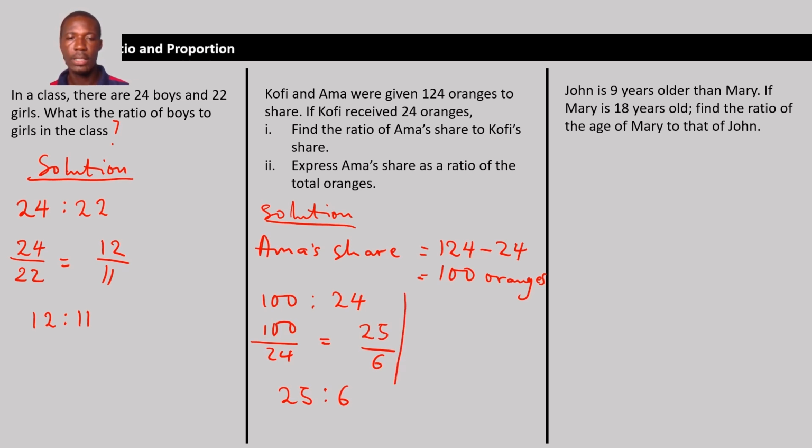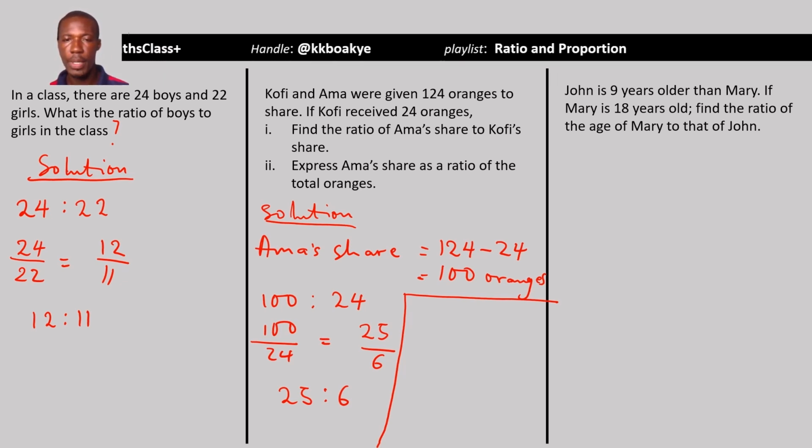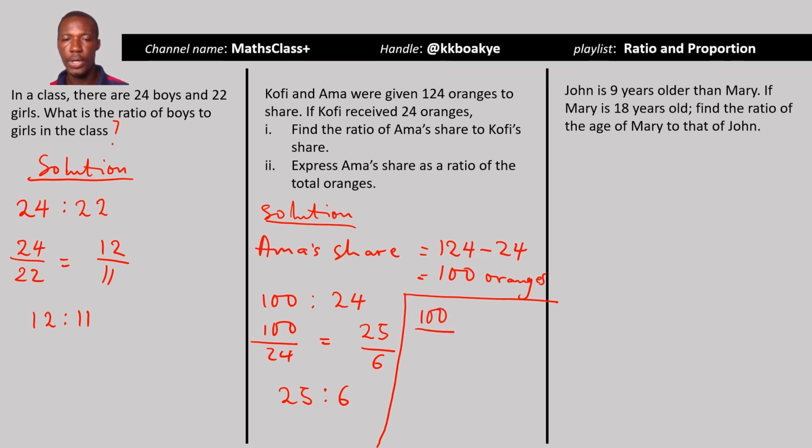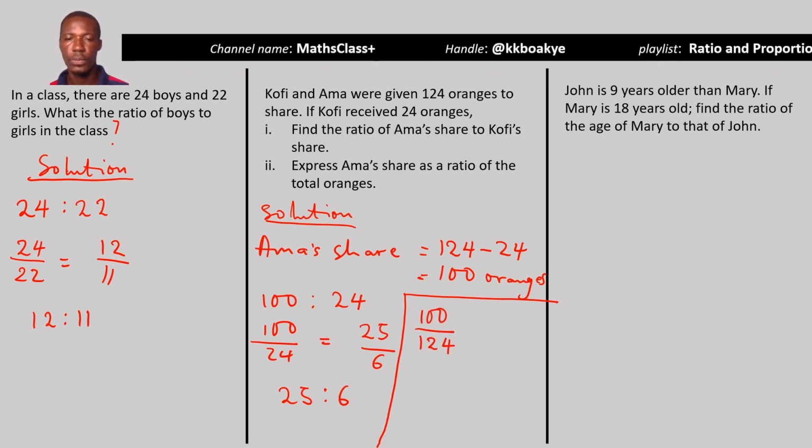Now the second part of the question says we should express Ama's share as a ratio of the total share. So it's just a form of fraction. So Ama's share is 100 out of 124, and this can be simplified into 25 out of 31.